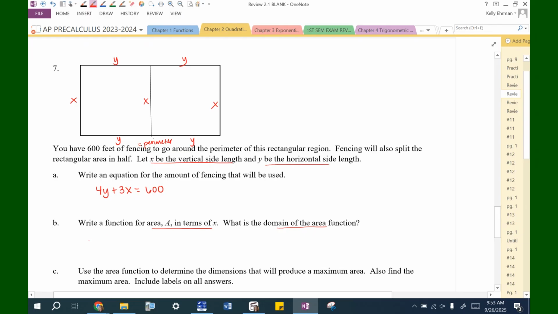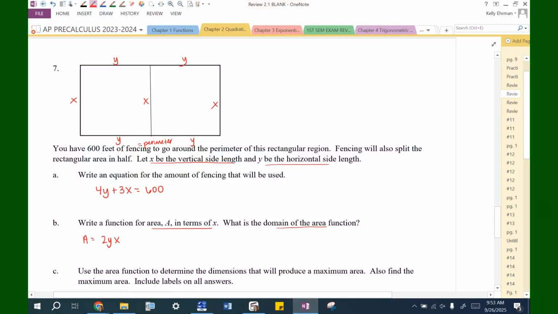So in order to do this, it would start out like this. What's the area of the entire thing, these two rectangles? So the area would be length times width. So it would be 2y times x.